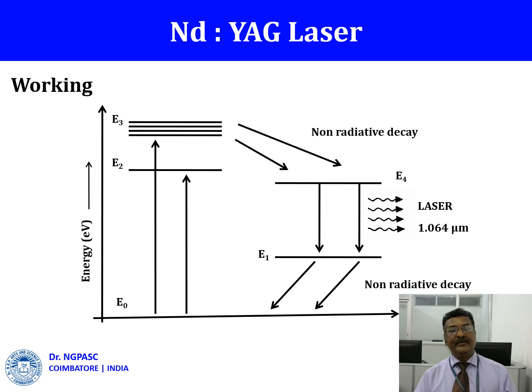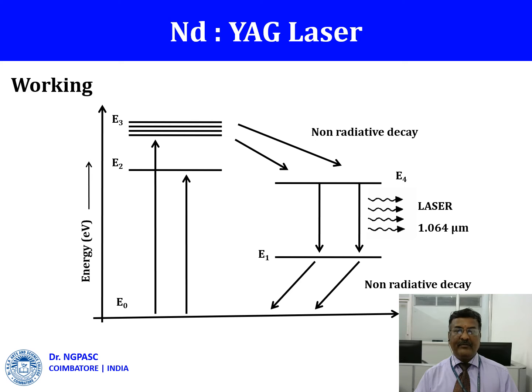The ions from the higher energy level, that is from the E3 energy level, get transmitted to the E4 energy level by means of non-radiative decay. Once the ions get accumulated at the E4 energy level and population inversion takes place, the ions at E4 are no longer stable, because the E4 energy level is a metastable state.